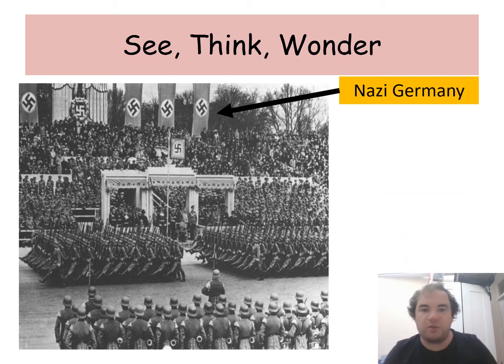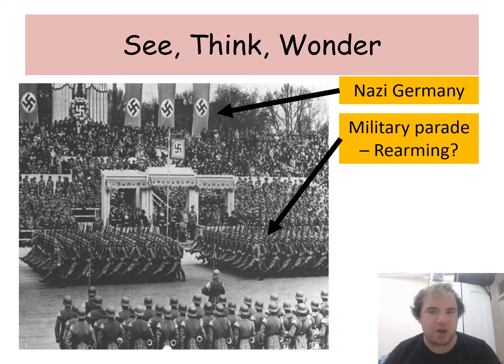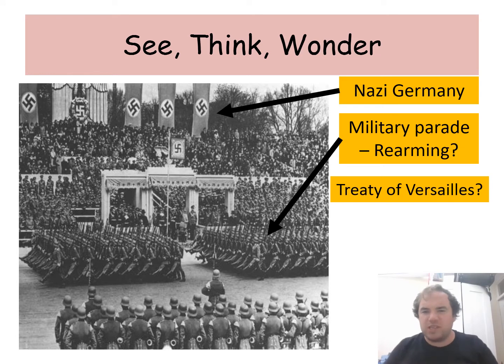Some of the obvious things to focus on. What you see, well, we can see from these flags that it obviously takes place in Nazi Germany. We can also see there's some kind of military parade going on, and that could ponder questions over perhaps whether Germany is rearming itself. Then finally, what does this have to do with the Treaty of Versailles? How does that affect it? What is going to be the impact of Germany rearming on the Treaty of Versailles and therefore on international relations?